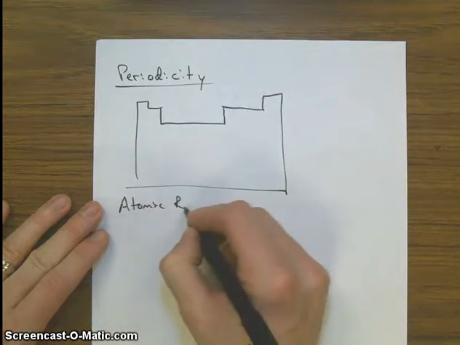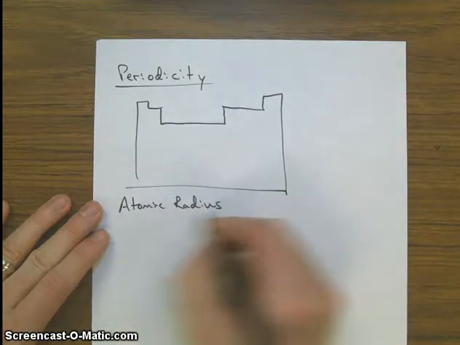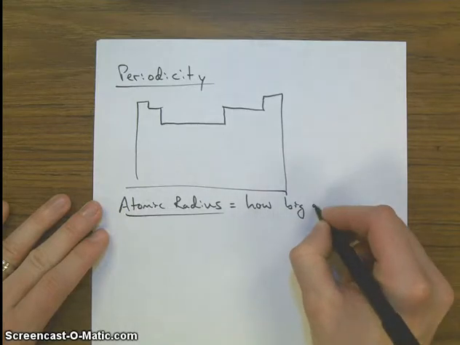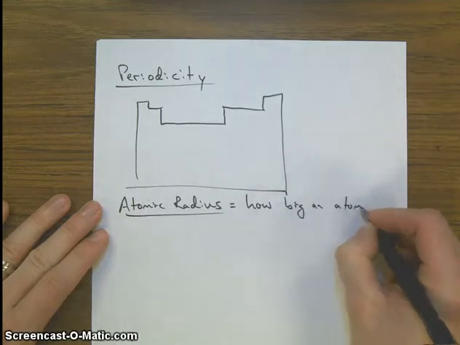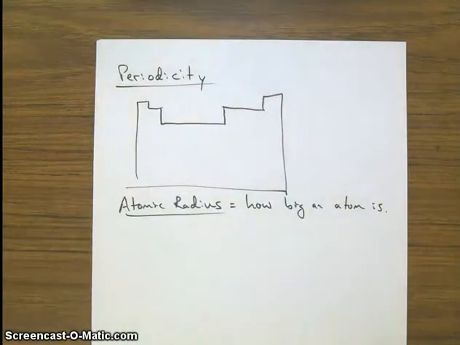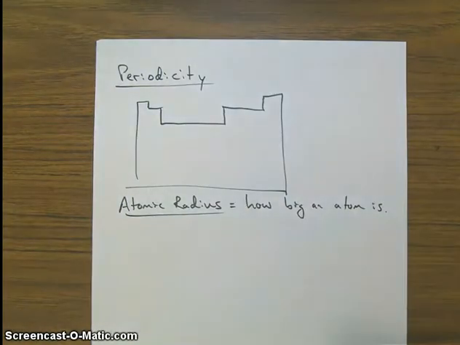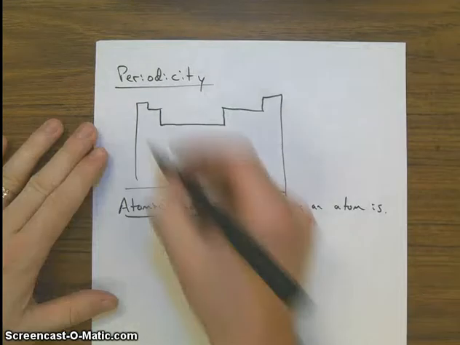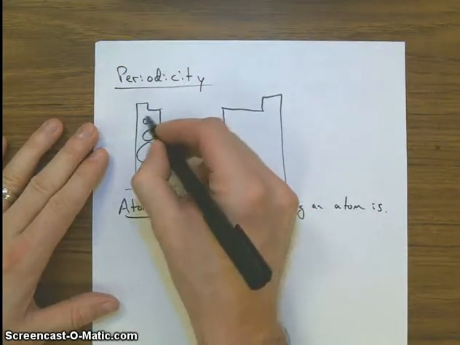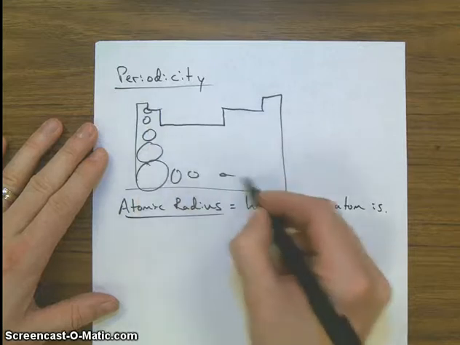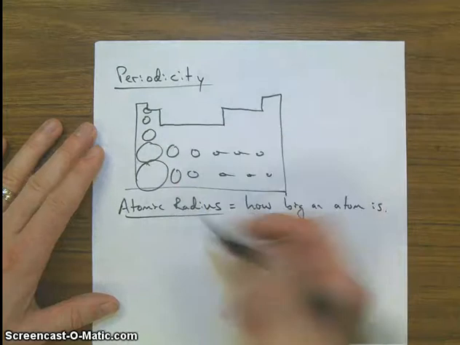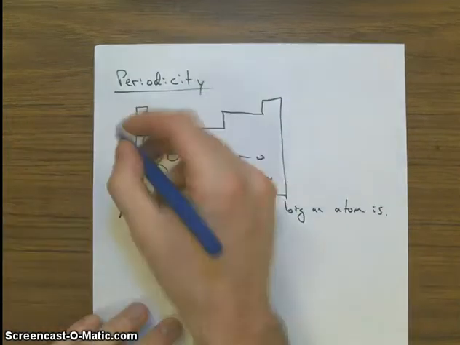Well, atomic radius is basically how big an atom is. Now, if you can explain how big an atom is, you can understand every other trend on the periodic table. So it turns out that our biggest element is in the bottom left-hand corner of the periodic table. And it gets smaller as you go across. So it gets bigger as you go down. Let me draw an arrow showing going down. And it gets bigger as you go from right to left on the periodic table.